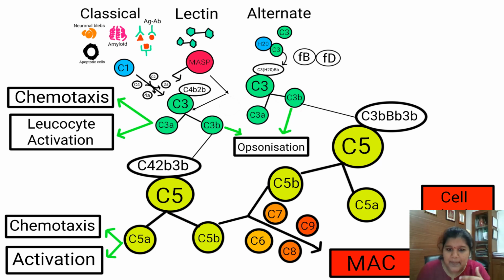Apart from that, in the pathway there are various complements such as C3A and C5A that are responsible for chemotaxis, that is attracting various cells, and leukocyte activation, that is activating the WBCs, and opsonization, that is coating of a pathogen.